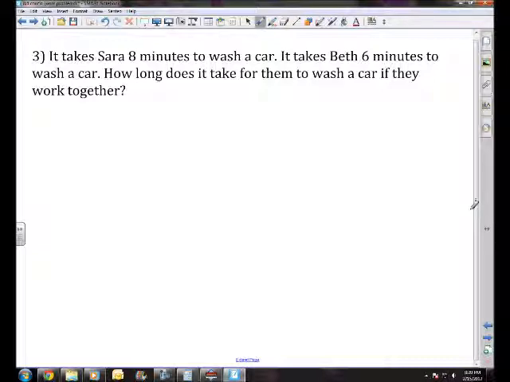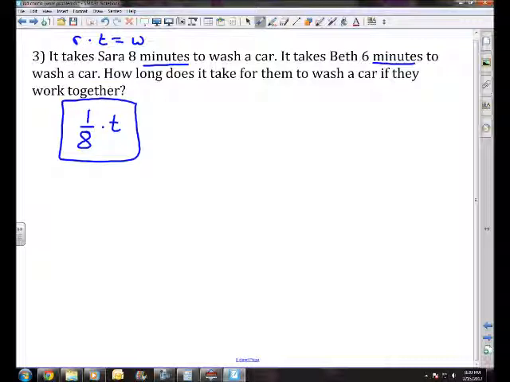Remember, we're going to go rate times time equals work, or the job done. It looks like we're dealing in minutes, so that's going to be our unit of time. How many cars can Sarah wash in 1 minute? If she can wash one car in 8 minutes, it stands to reason that she can wash 1/8 of a car in 1 minute. Again, we've got our time. That's Sarah.